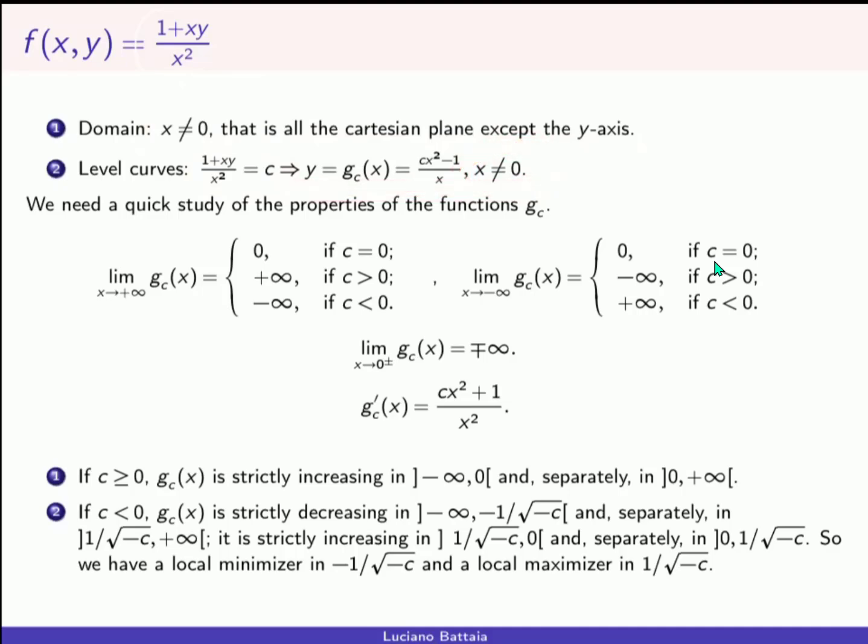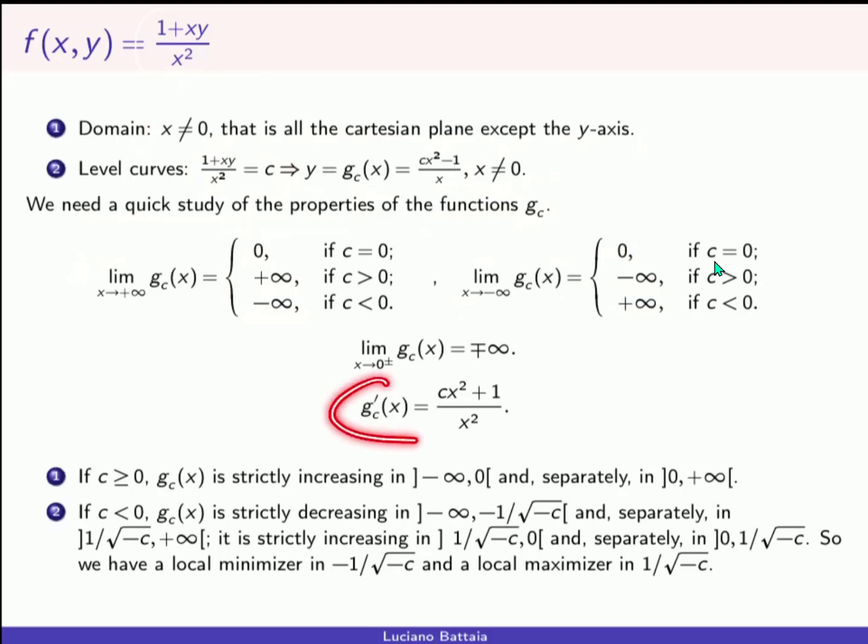In order to know the characteristics of these level curves, we need a quick study of the properties of the function g_c. We begin with the limits as x tends to plus and minus infinity. When c is 0, both limits are 0. When c is positive, the first limit is plus infinity, the second is minus infinity. When c is negative, the first is minus infinity, the second is plus infinity. The limits as x tends to 0 from the right and the left are minus and plus infinity, precisely minus infinity from the right, plus infinity from the left.